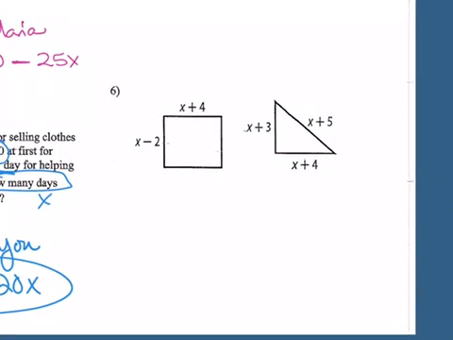So it's wanting you to find what x would be if the perimeters of the two are the same. So first, I need to know what perimeter means. What does perimeter mean? The outside. The outside, and what do we do with those outsides? Add them. We're going to add them all up. So add all the sides.